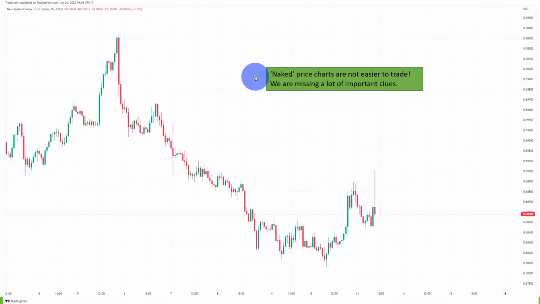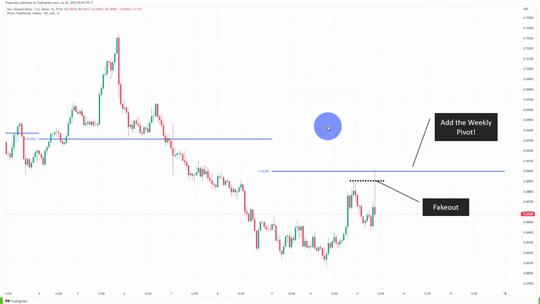I've mentored traders for well over 10 years. Although a lot of traders say that they prefer to trade naked or empty price action charts because they believe that in price action there's everything that is necessary, I would always encourage you to add the weekly pivot point. If you are a day trader on the lower time frame, here we are on the 1 hour, the weekly pivot point is just amazing for day trading.